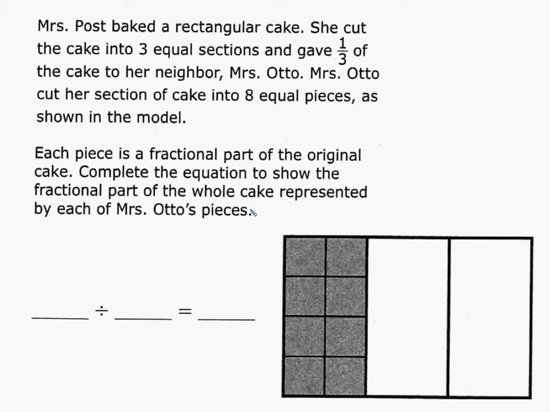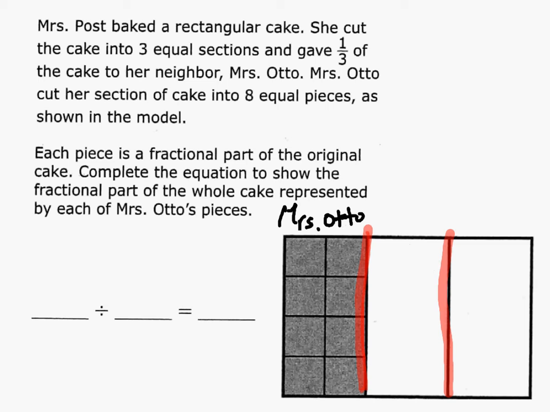Okay, Mrs. Post baked a rectangular cake right here. She cut the cake into 3 equal sections. So this is one section right here, and this is the next section, this is the next section. So these are the 3 sections of the cake, and she gave 1/3 of the cake to her neighbor, Mrs. Otto. So here's the shaded part that Mrs. Otto gets. This is the shaded part, and Mrs. Post gets the rest.